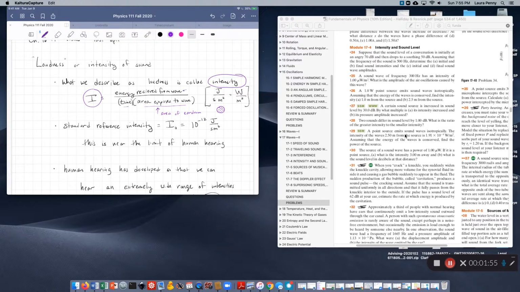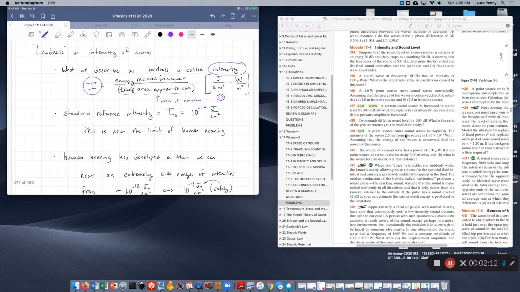But intensity could be measured with something else instead. You could have some other detector with some area that's collecting this wave. The more area that's exposed to the wave, the more intensity you're going to get.